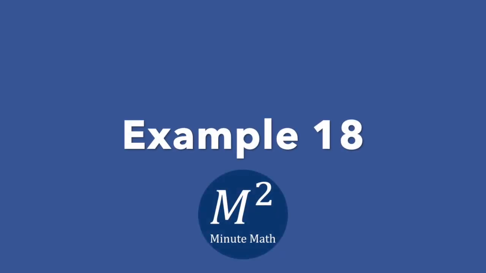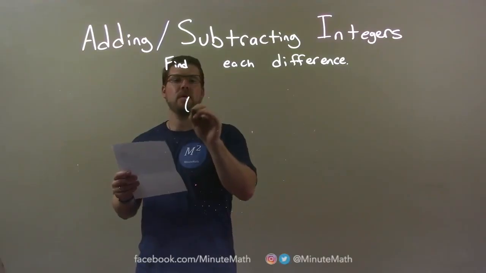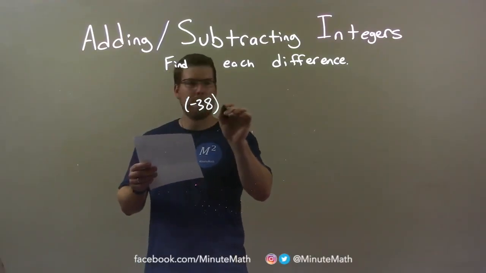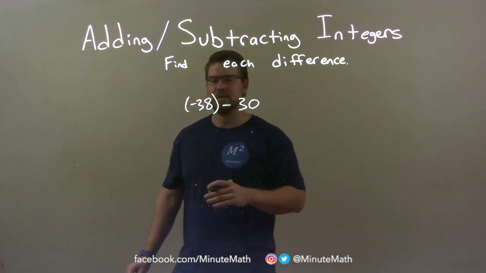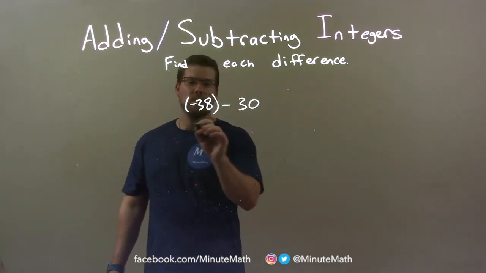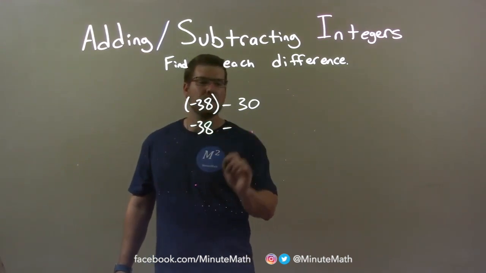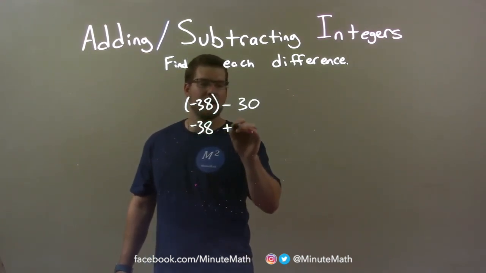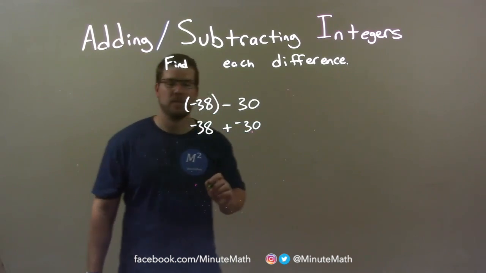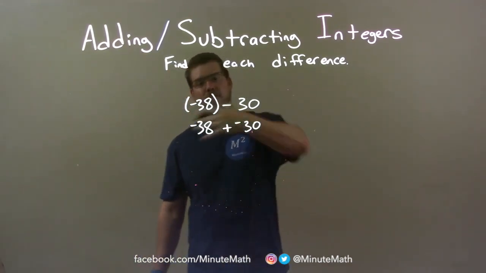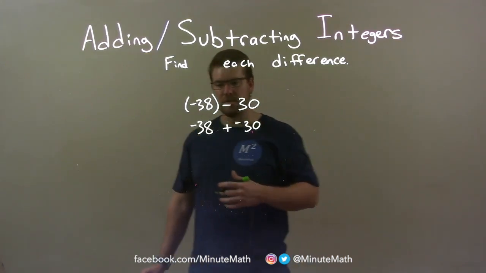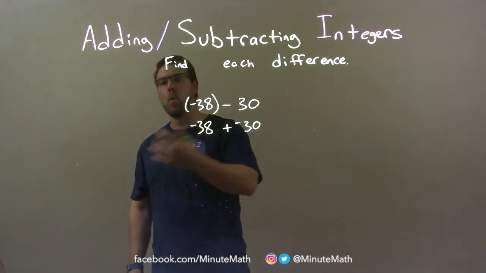Negative 38 minus 30. Well, we know that subtraction is the same thing as adding a negative. So this negative 38 minus 30 is the same thing as adding a negative 30. Okay, so now we have negative 38 and we can move 30 units more towards that negative direction. So we know we're going to be even more negative.